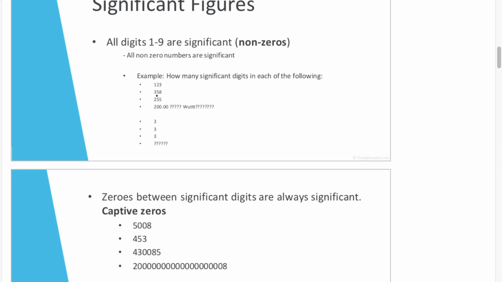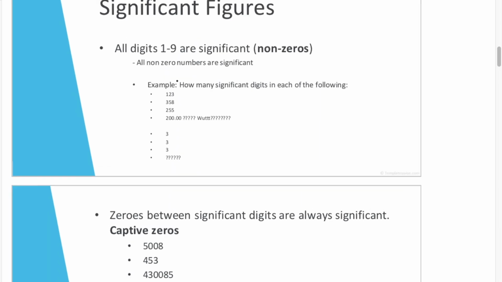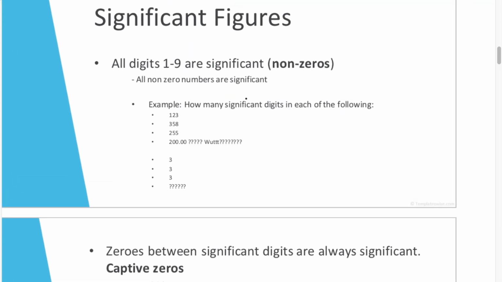So for example, in the number 123, the number of significant digits is 3. For 358, it would also be 3. And for 255, it would also be 3. There are 3 total significant digits on each one of these. So any digit that's 1 through 9 is automatically significant.